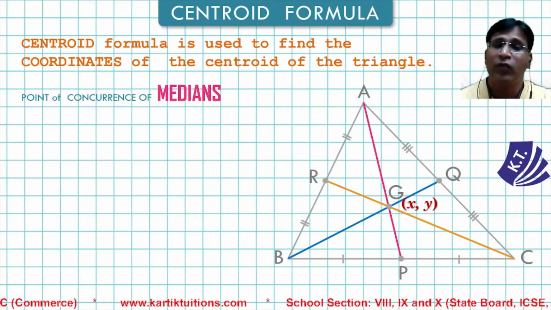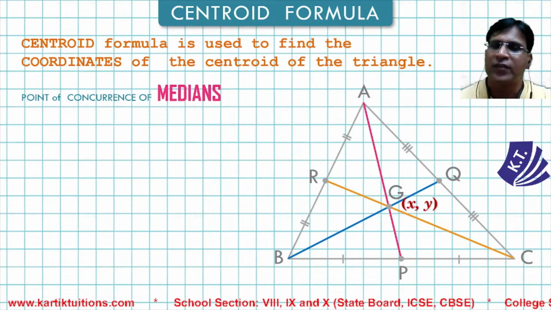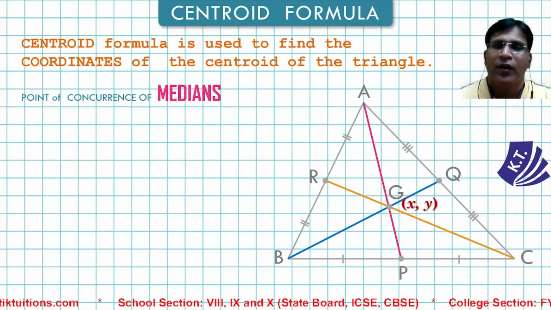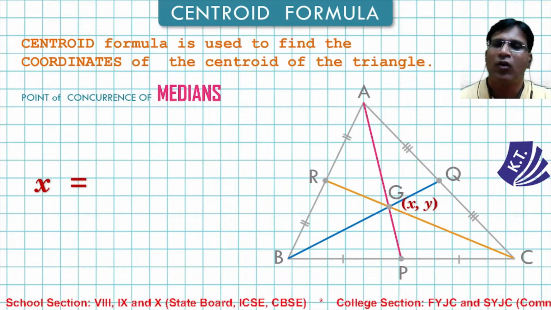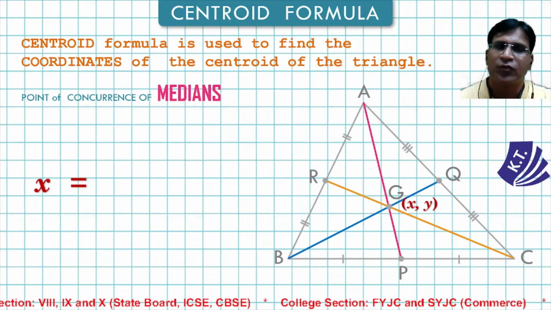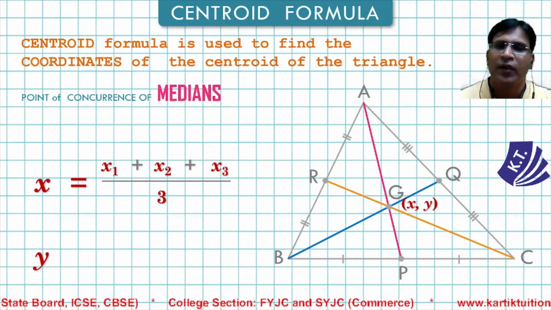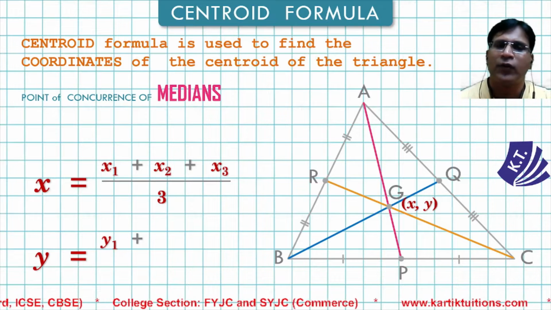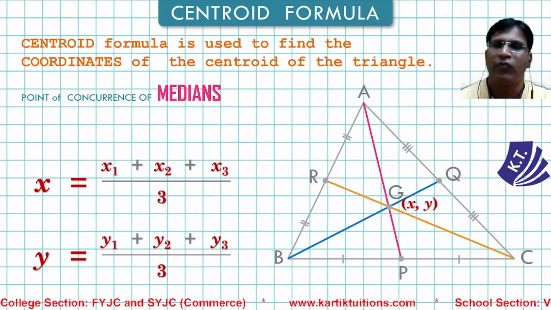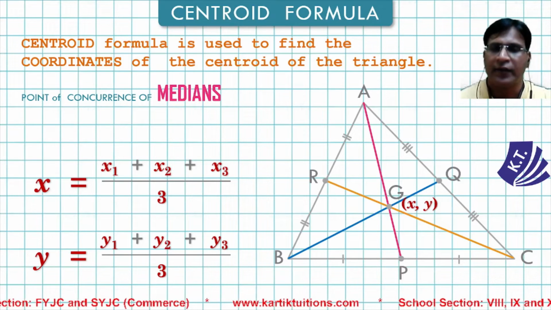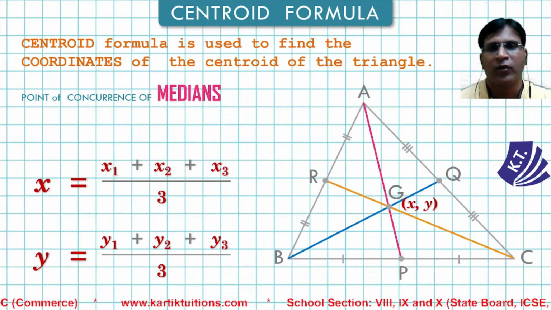Now in the midpoint formula, if you try to recollect, how do we get the x coordinate? It was the average of the x coordinates of the 2 points. In the same way, in the centroid formula, to get the x coordinate, it is the average of the 3 x coordinates of the 3 vertices. So it is (x1 plus x2 plus x3) upon 3. Same way, for y, it is (y1 plus y2 plus y3) upon 3. So you are just taking the average of the x coordinates of all 3 points to get x, and the average of the y coordinates of all 3 points to get y.